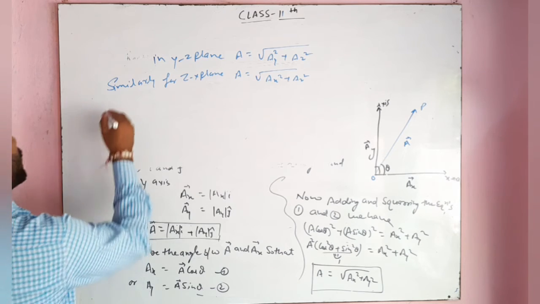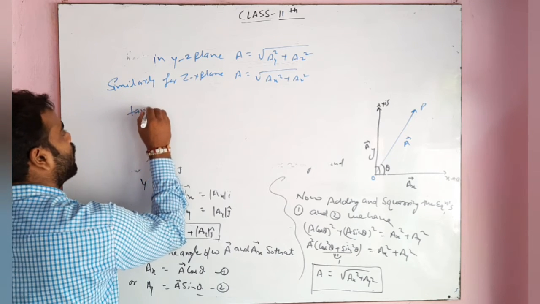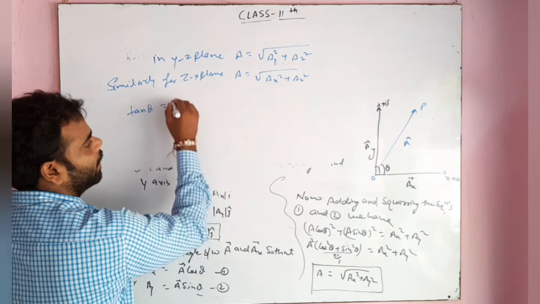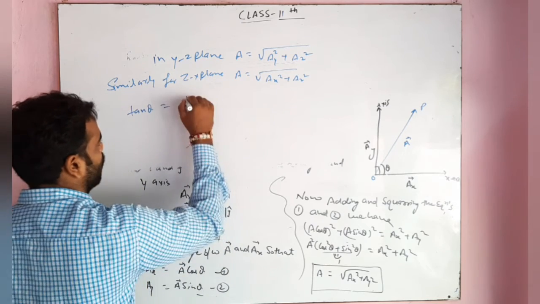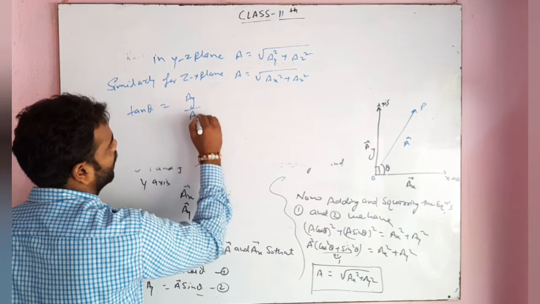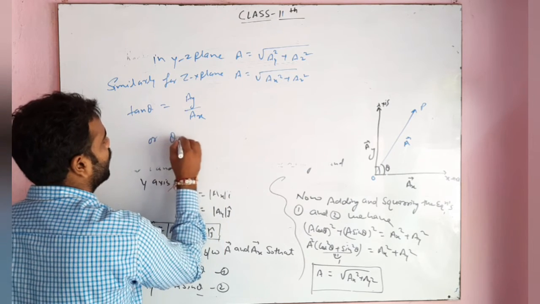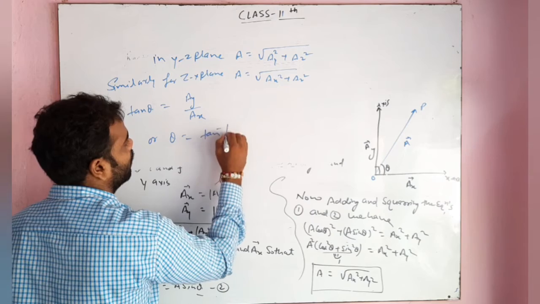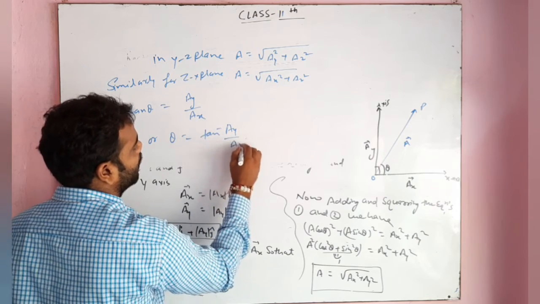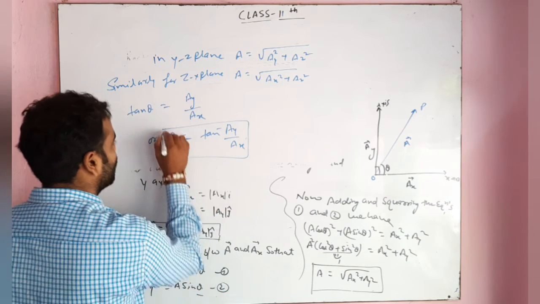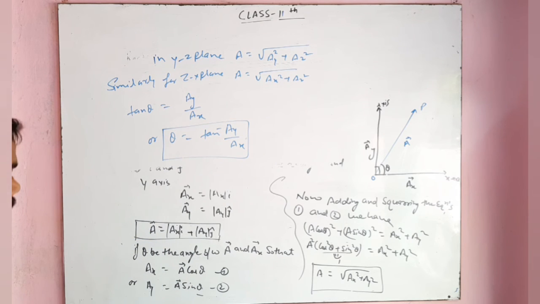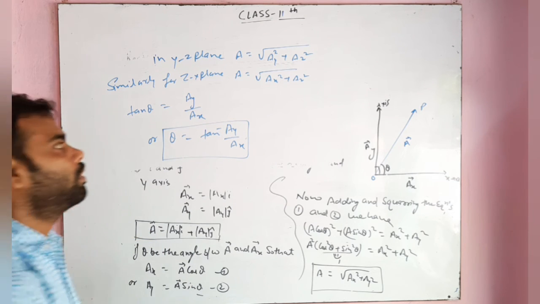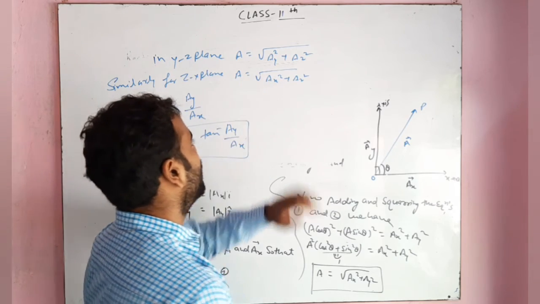Now for the angle theta, we know that tan theta can be written as perpendicular upon base, or Ay divided by Ax, or theta can be written as tan inverse of Ay divided by Ax. This is the relation for theta, and we have also determined that the resultant of this vector A can be written as under root Ax square plus Ay square.